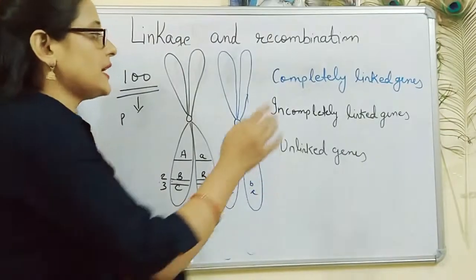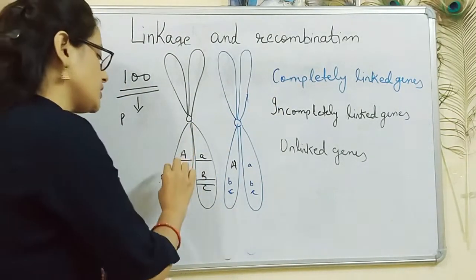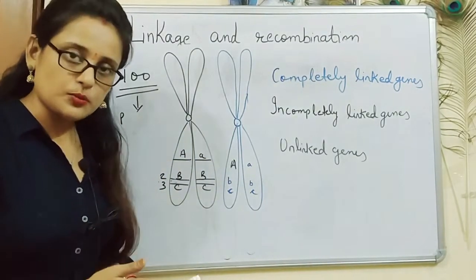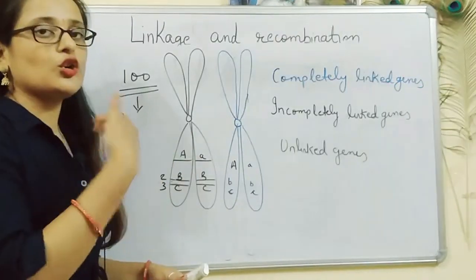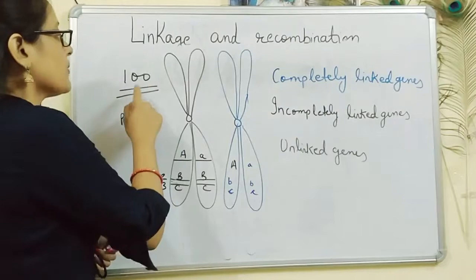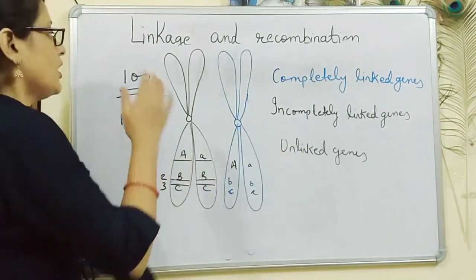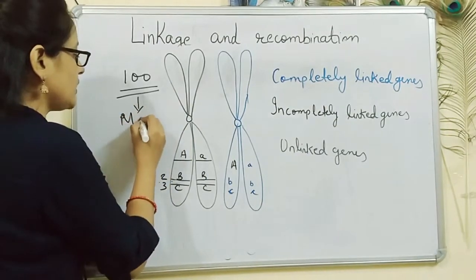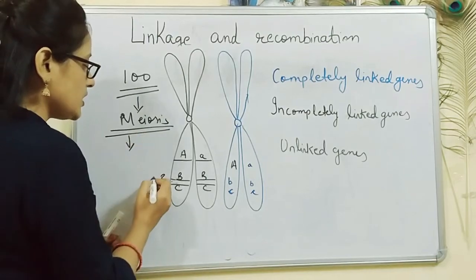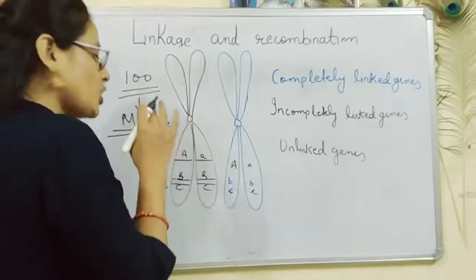The second case is that of incompletely linked genes. It is the case where the distance between the two genes is less, but it is not so less, which means they can have crossing over sometimes. To understand this, let's suppose an individual is producing gametes 100 times during his lifetime. So 100 times meiosis will take place during his lifetime. During these 100 times, suppose gene 2 and gene 3 are linked, that is the distance between them is less, but it is not so less.